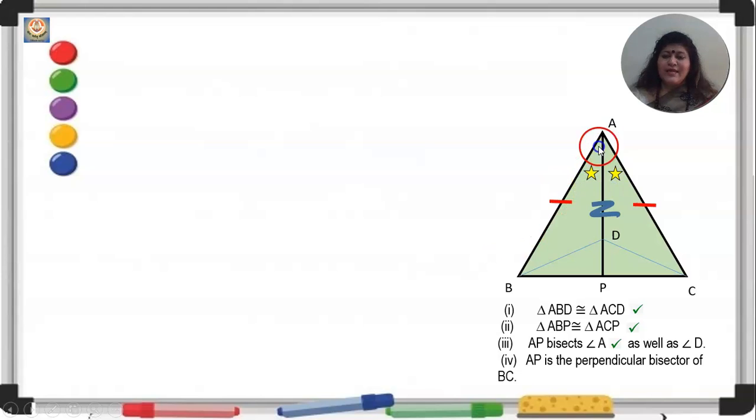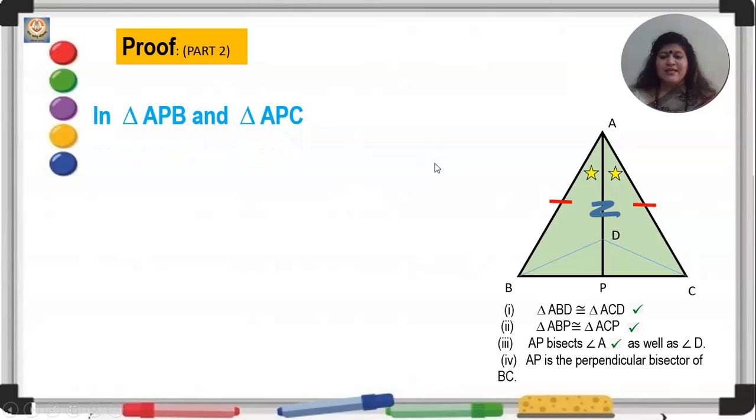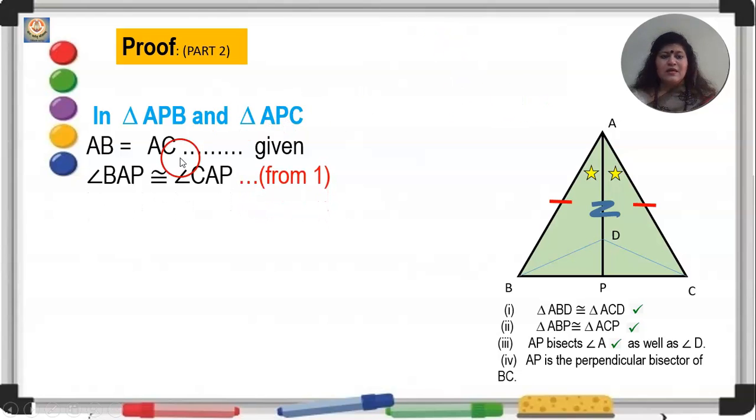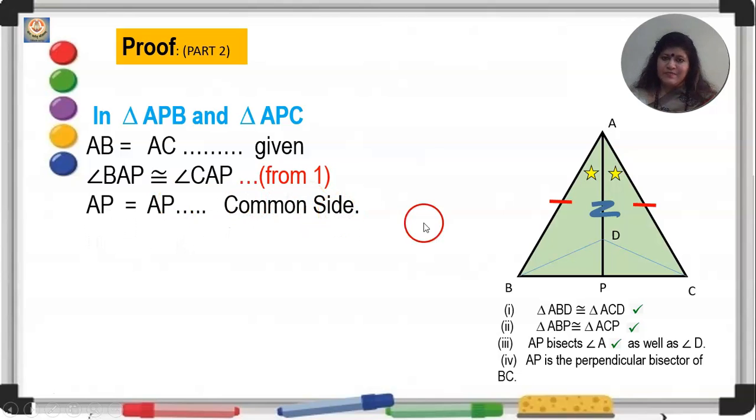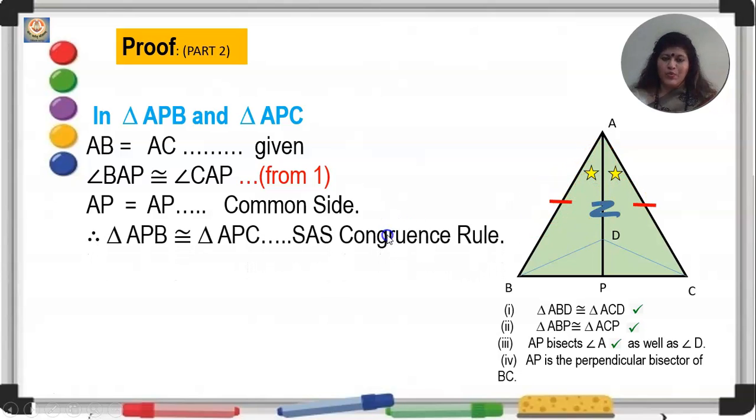Now, you know that AB and AC are congruent. So take the two triangles, that is triangle APB and triangle APC. Write down the things that you know. AB congruent to AC, it is given. Then angle BAP is congruent to angle CAP from 1. If you look at the earlier slide, this CPCT was numbered as 1. Take that. Okay. Then AP congruent to AP, it's a common side. Therefore, the two triangles are congruent by SAS congruence rule.